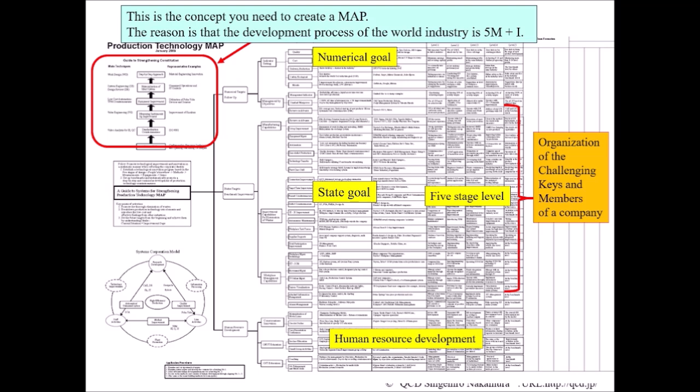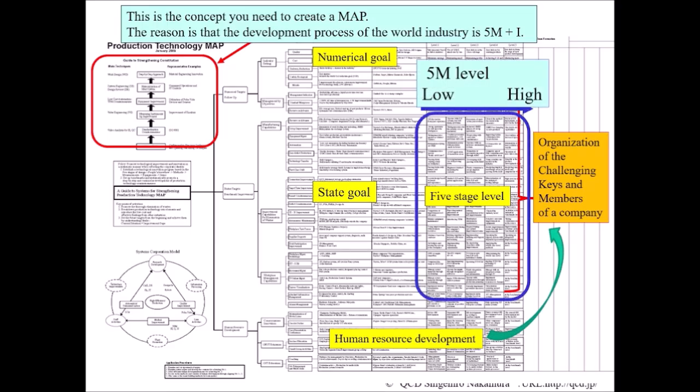Please see the upper left of the figure. This is a description of the 5M step improvement method. Each factory sets the level of numerical targets and state targets based on this concept. The levels are in the order of person, method, measurement, equipment, thing equals design shown above. So far, I explained the use of the 5M step improvement method for the production technology map.